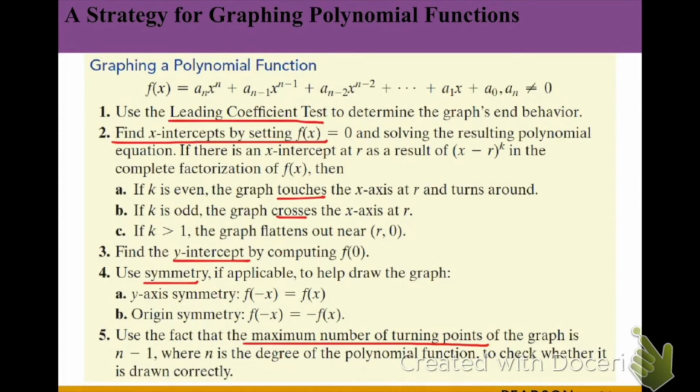We also talked about symmetry. If we know that the graph is going to have symmetry based on degree, then we can also use that to help us graph, but this step is not always necessary. The last thing we want to do is check to make sure that we actually graphed the polynomial correctly by using our turning point rule. So remember that a graph can only have as many as one less turning point than its degree.